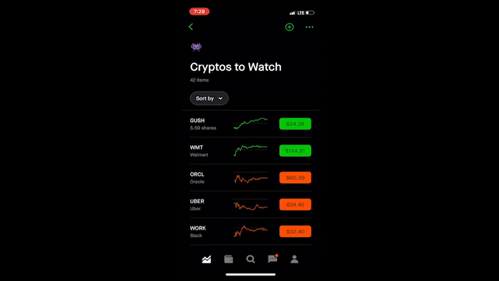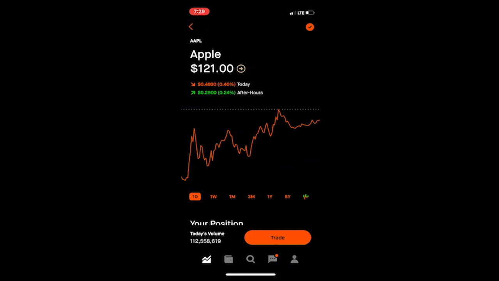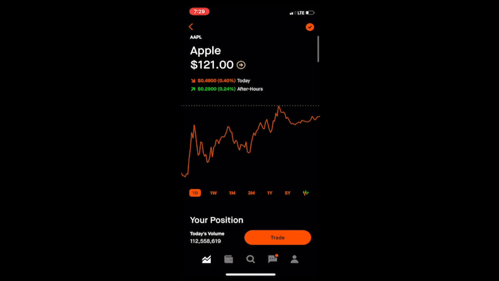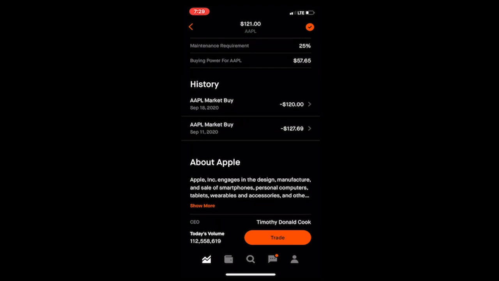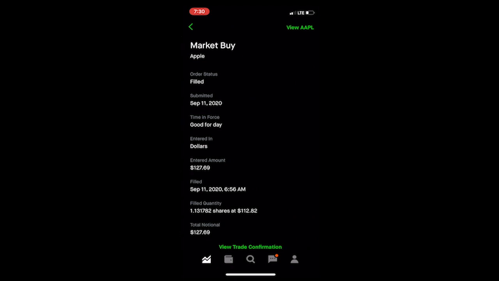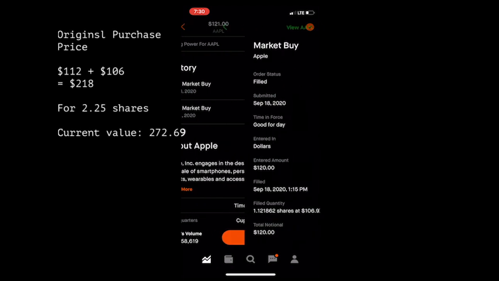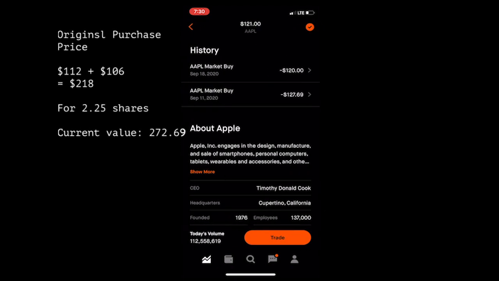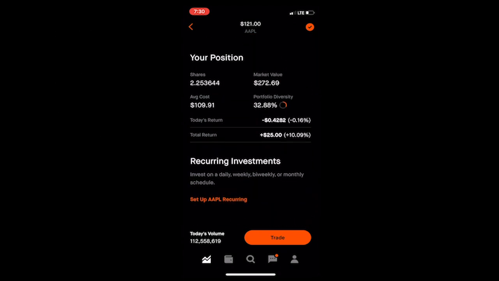Now let's see how a stock that I've been investing in is performing, like Apple. So the current stock price for Apple is at 121. I originally purchased it at 109. Well, that's actually my average, so let me scroll down real quick. So right here, history. I originally bought 2 shares of Apple stock on September 11th and September 18th. So I bought those shares at 112 and at 106. So that's how I got to my average of 109.